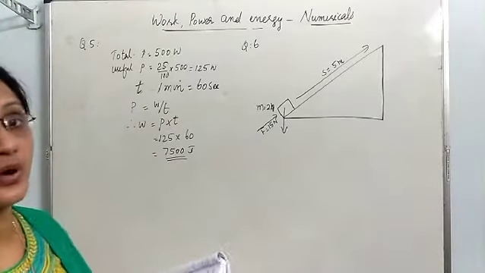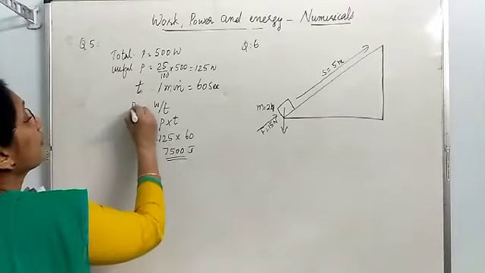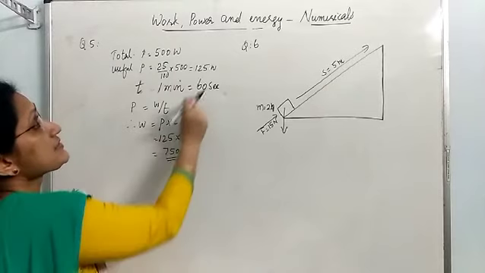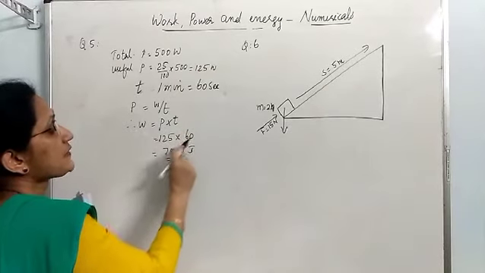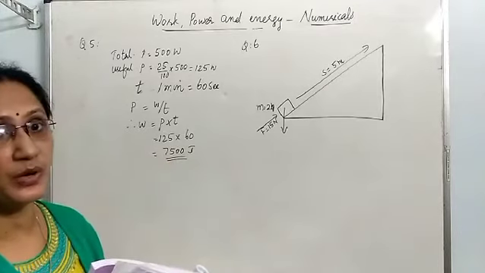How much is the work done? Power is work upon time. Therefore work is power into time. Power is 125 watt. Time is 60, so power into time will give the work done.